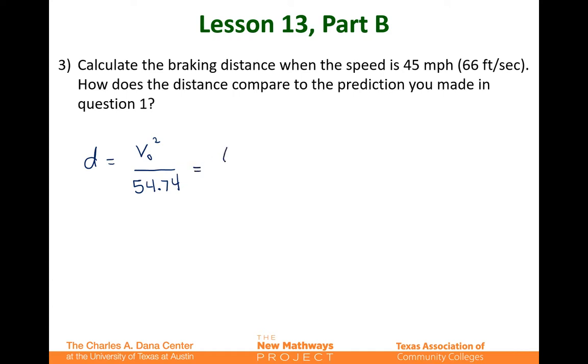So our speed is 66 feet per second, and then we square all of this. This has units of feet per second squared. The denominator is 54.74 feet per second squared. The units when we get our answer will be feet.